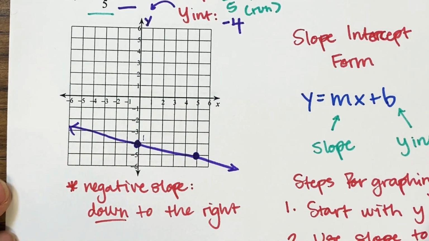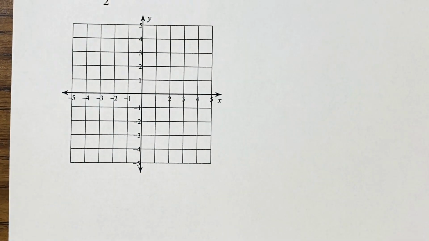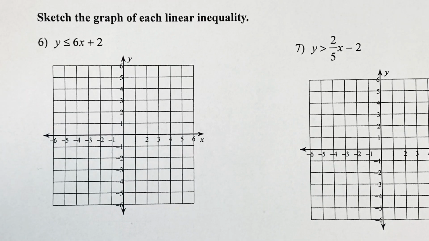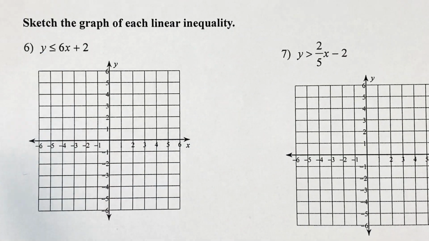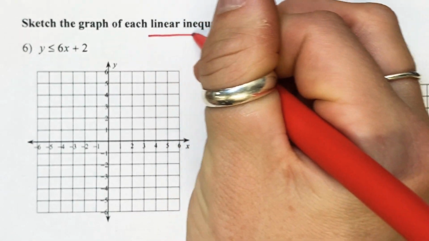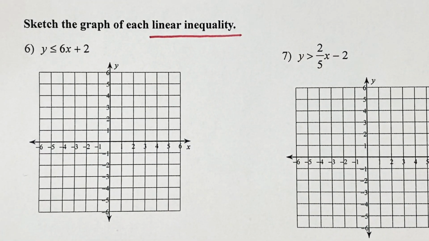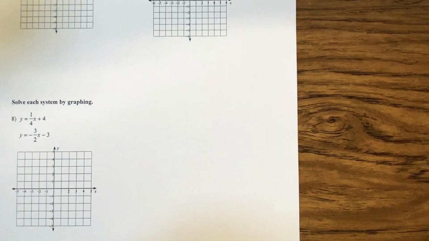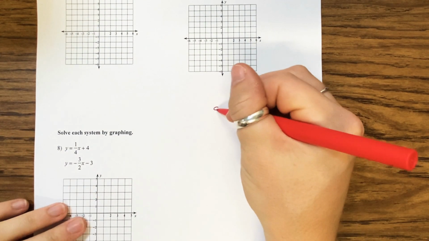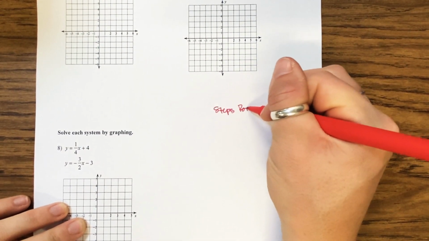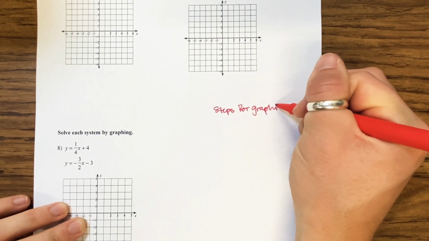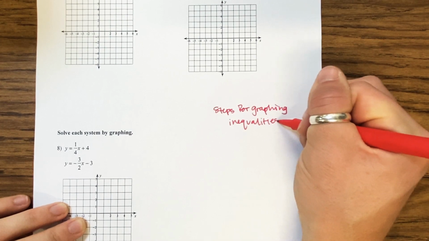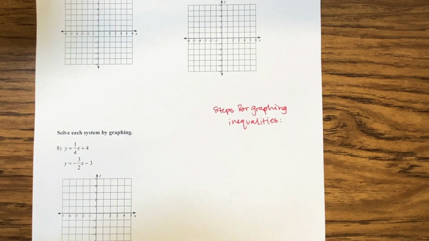Okay, flip your paper over and let's go to number 6. Notice that these are not equations anymore. These are linear inequalities. So down here in this big open space, let's write our steps for graphing inequalities. Steps for graphing inequalities.